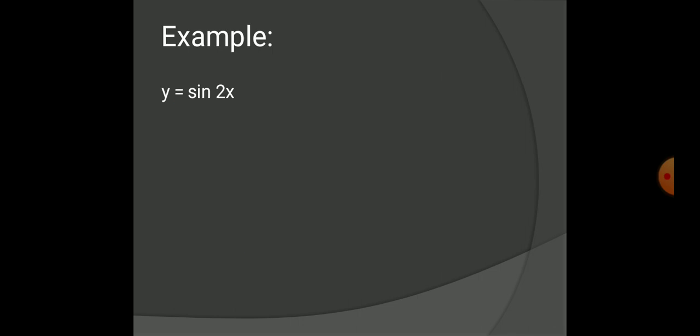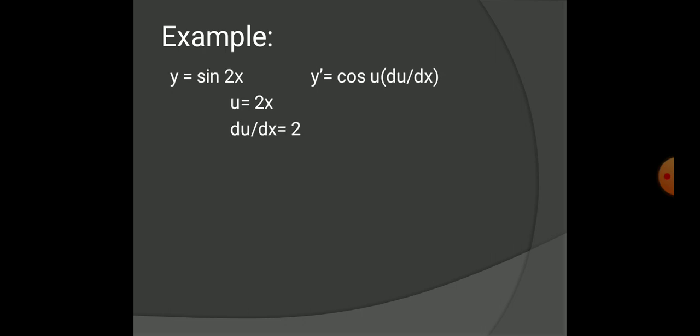So let's have an example. y is equal to sine 2x. Since we're working on the derivative of sine x, we know that the derivative of sine u is going to be cosine u du over dx. So in this particular function, let u is equal to 2x, and du over dx is 2.